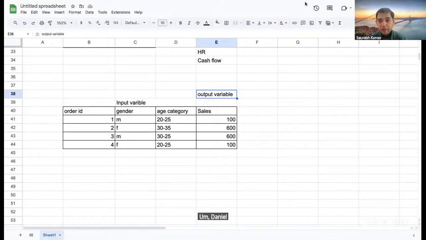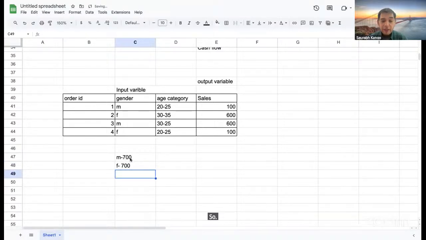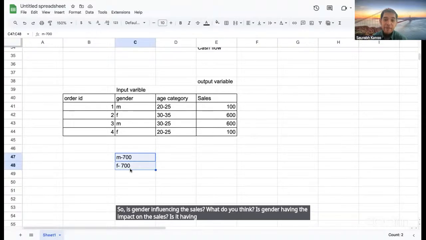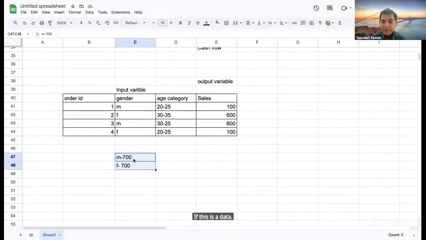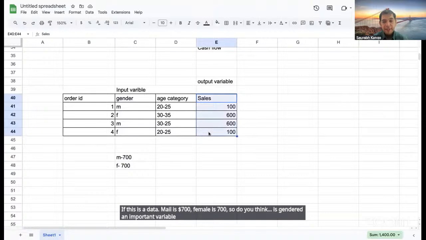Daniel, is everything okay? Tell me, if I look at gender, gender M is having the sales of 100 and 600, which is 700. And look at this, gender F is having the sales of another 700. So is gender influencing the sales? What do you think? Is gender having an impact on the sales? Is it having a statistically significant impact? If this is the data, male is 700, female is 700. So do you think gender is an important variable for your sales prediction?